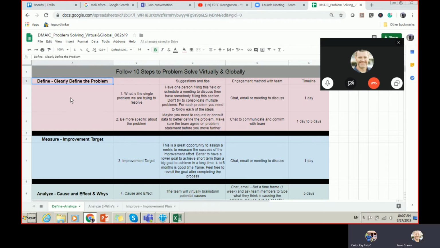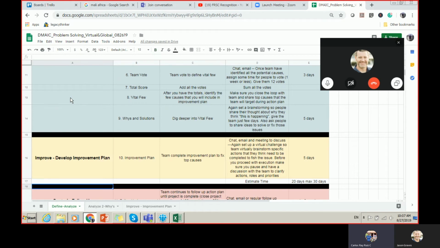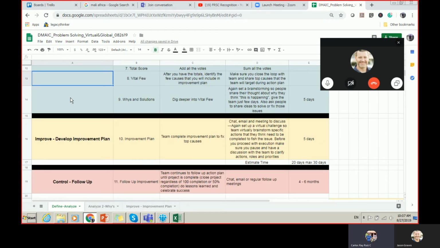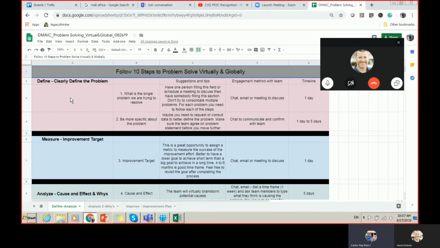And so it's 10 steps, 10 missions, if you will, that you guys need to complete. And of course, the framework is the DMAIC, which is define, measure, analyze, improve, and control. So basically, just to give you a walkthrough, and then we jump into the things that you guys need to complete. The first thing is define the problem. And so, what is the single problem we're trying to resolve? So that is the first question.